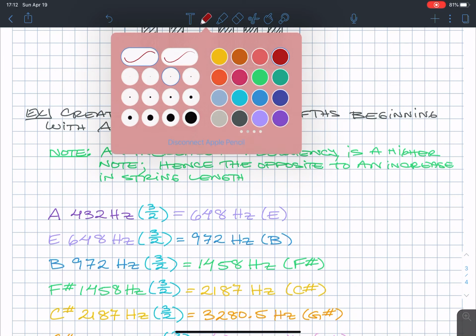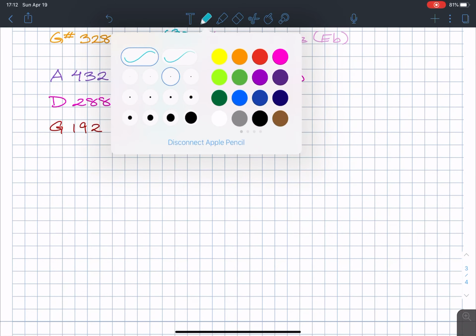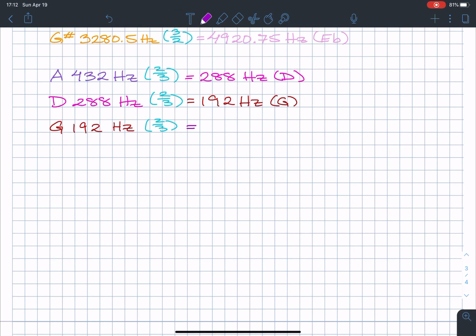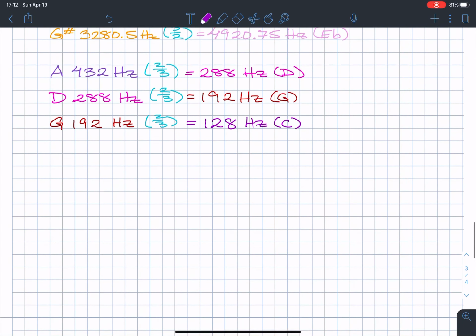Okay, so let's start at G with 192 hertz. And once again, I'm going to go down a fifth, so 2/3 from there. So what that's going to give me then is 128 hertz, which is a C. Okay, so now I've got my C at 128 hertz.